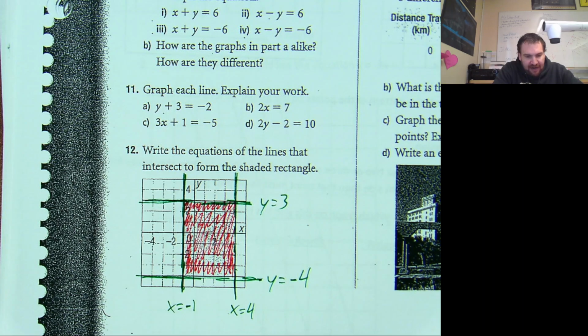Questions about 13a or 14? 13 was just graphing the following lines. What shape do they form? What shape did they form? A square. Cool, love it.